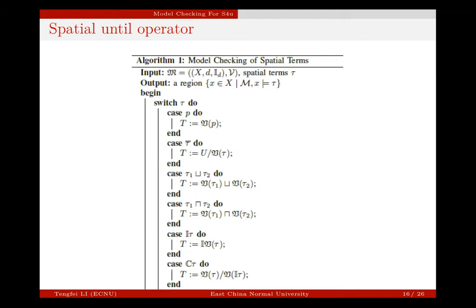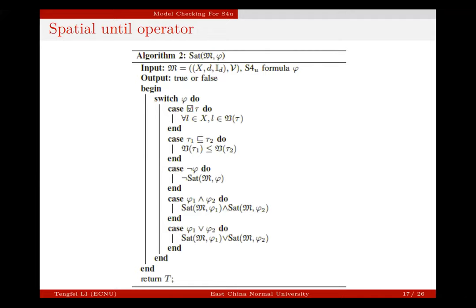I've skipped the following. Another is how to check the formulas. The basic formula is universal: for each L belonging to the set, the value L belongs to the tau. For subset, tau one is a subset of tau two if the value of tau one is less than the value of tau two. And it's clear for the Boolean operator. I'm sorry for that, because in this algorithm we don't update the T, but okay.